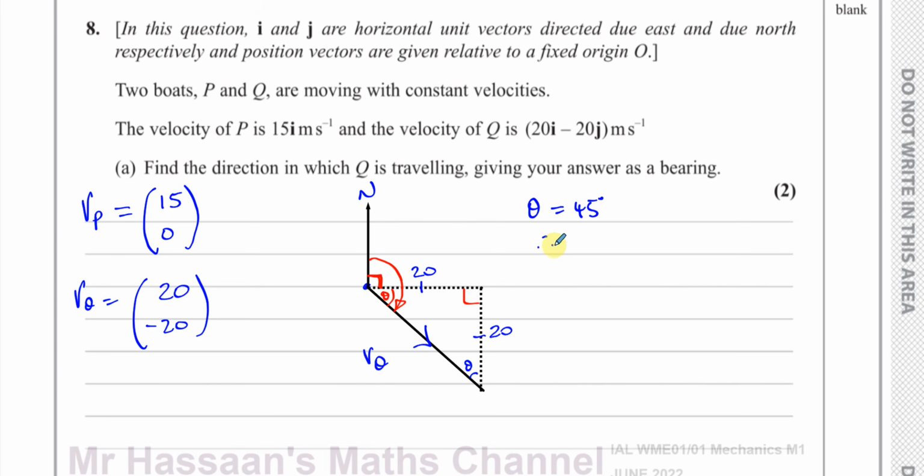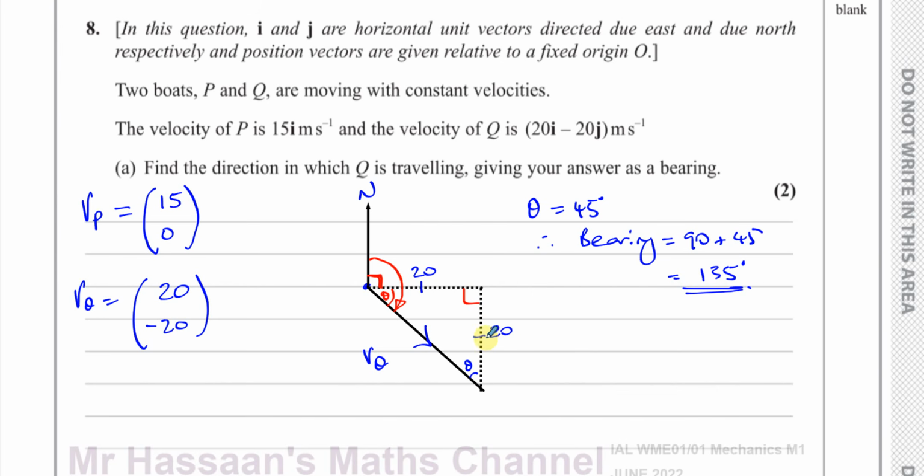Therefore we can say the bearing is 90 plus 45, which is 135 degrees. And there's our answer. Now, if you're not sure about this, we could even use trigonometry to find theta.